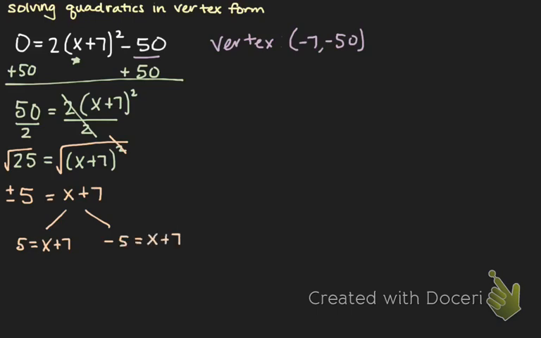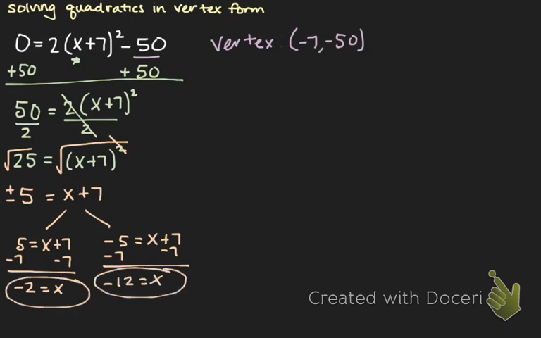And now all I have to do is solve for x. So I'm going to subtract 7 from both sides. I get -2 equals x. And I also get -12 equals x. So these are my two solutions, otherwise two x-intercepts for my quadratic. And I can always double check my answer by plugging each one of these into the x value for the equation above.